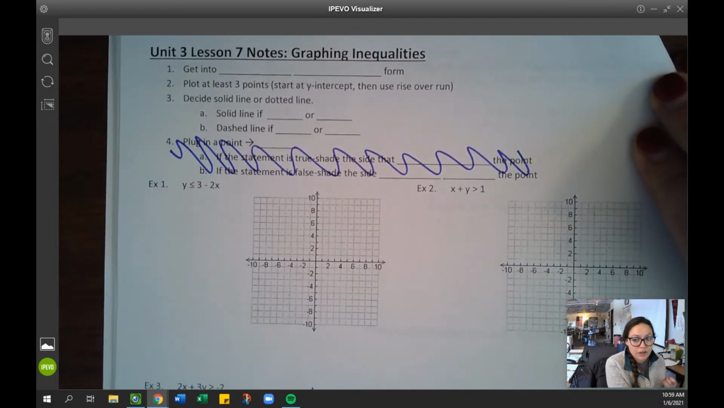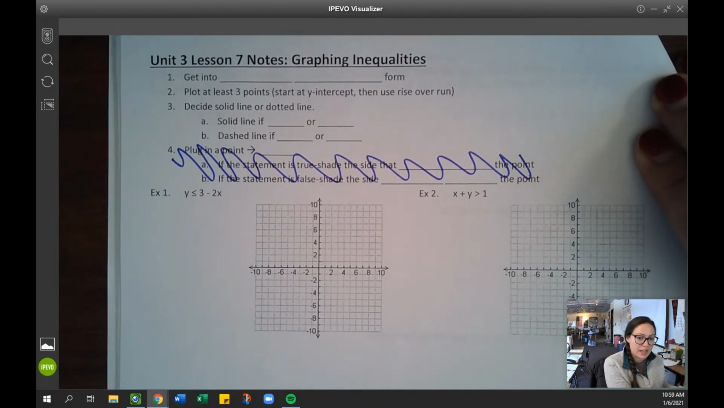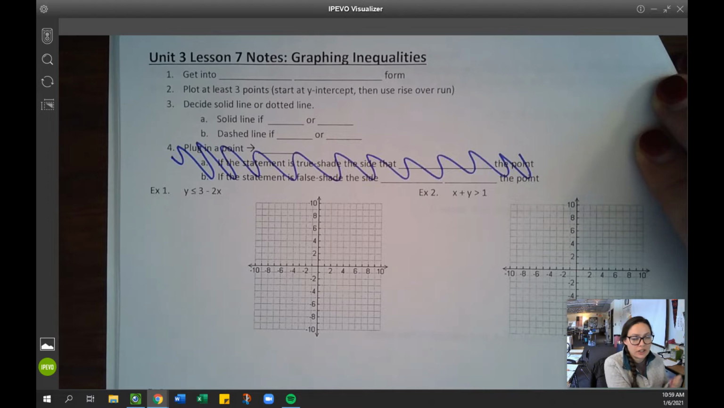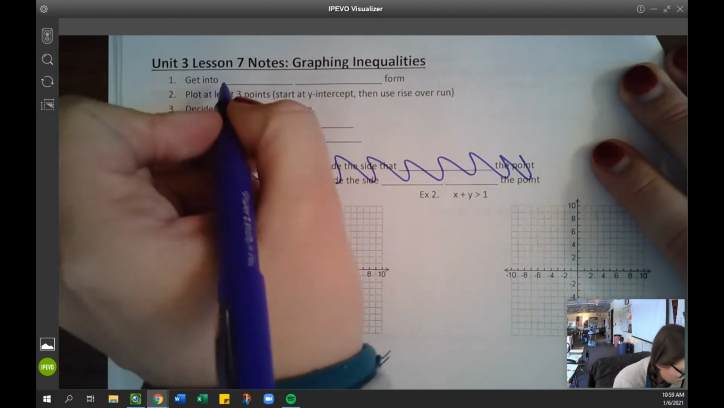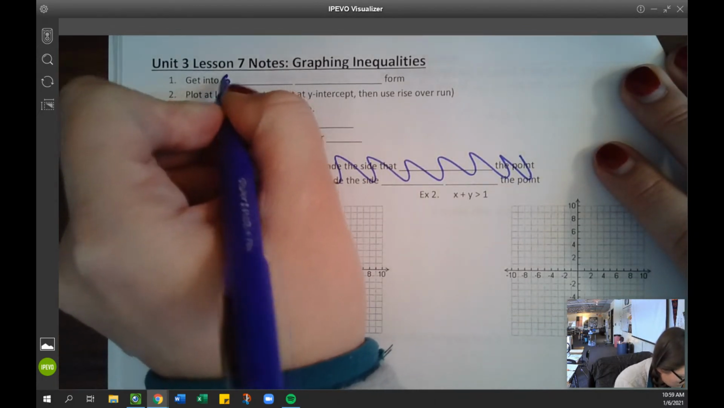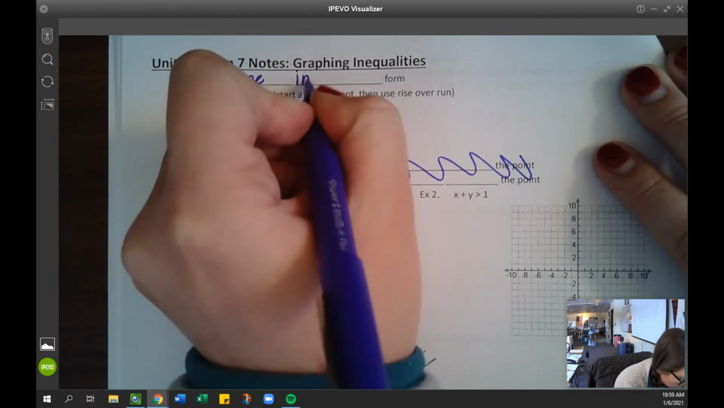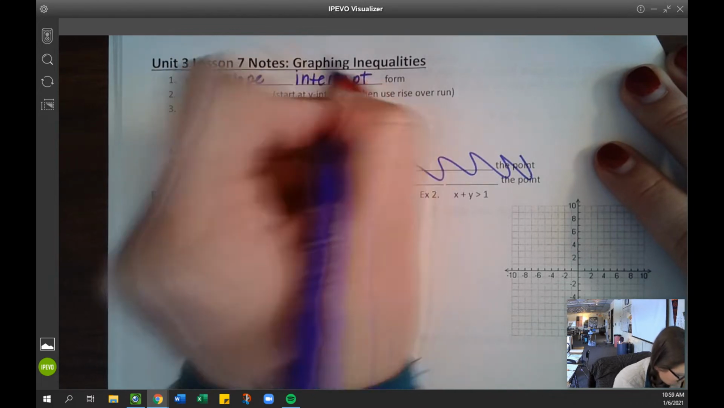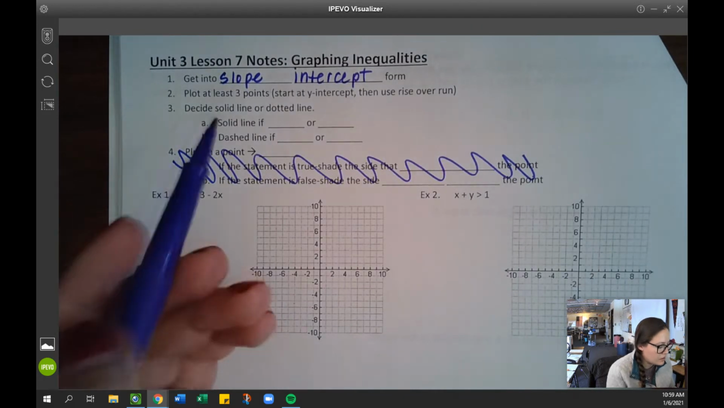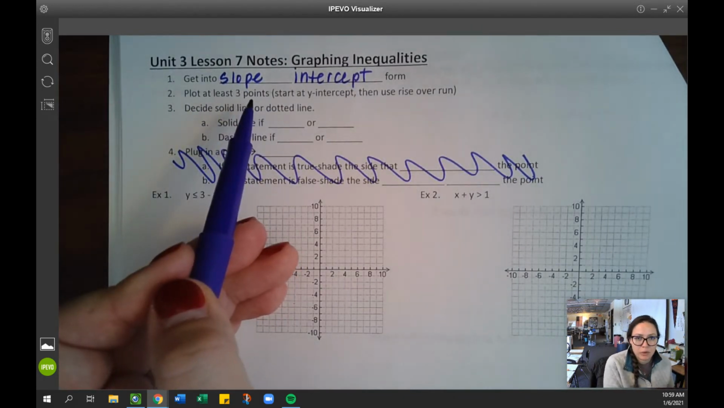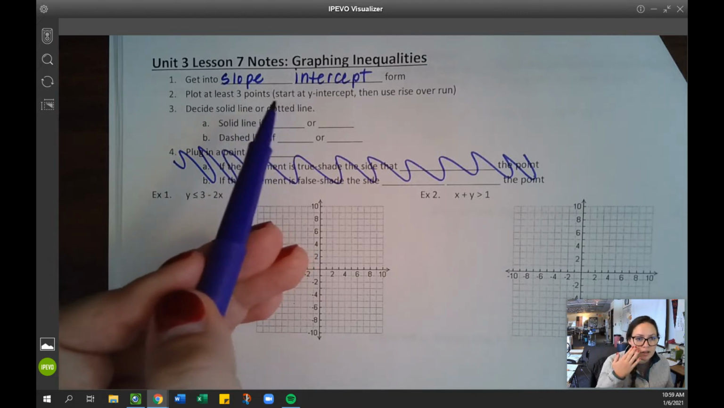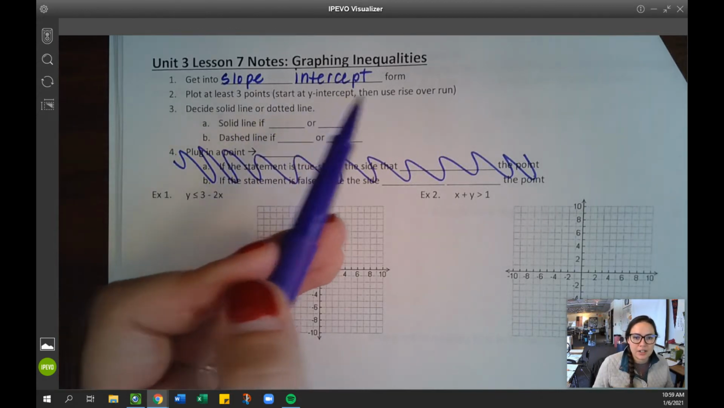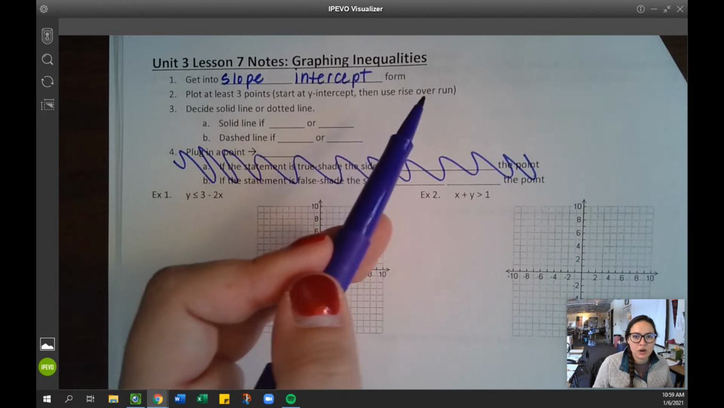So we know how to graph equations. And graphing inequalities is going to be very similar to graphing equations. There's just going to be a couple differences. So first of all, we want to get the inequality into slope-intercept form. Then you're going to plot at least 3 points. So basically, you're just going to graph the line. And just like always, we start at the y-intercept and then use rise over run.